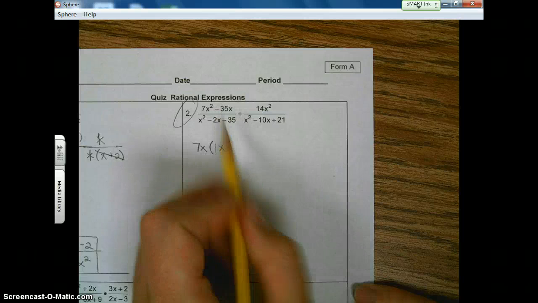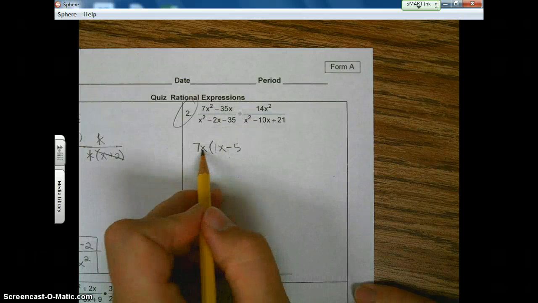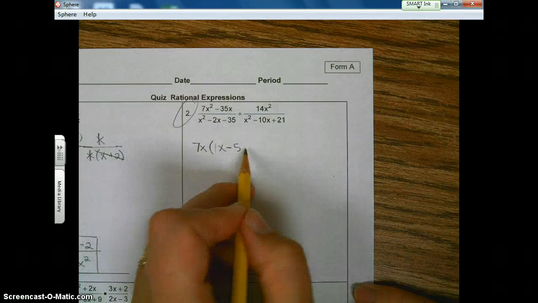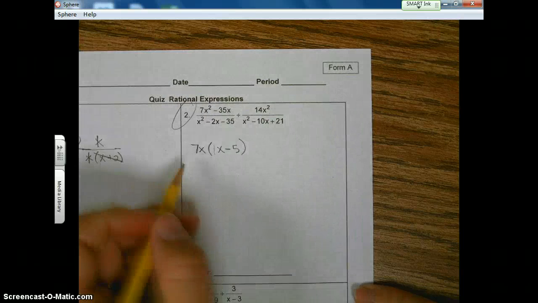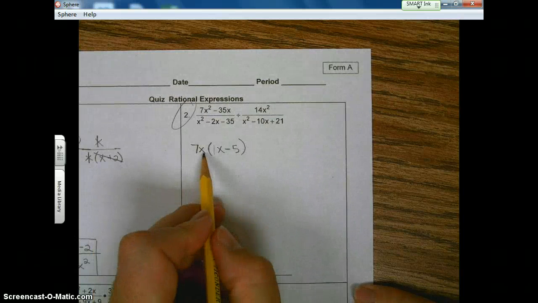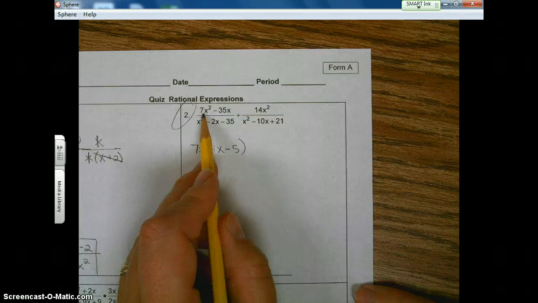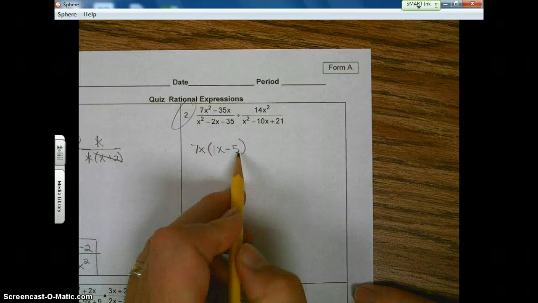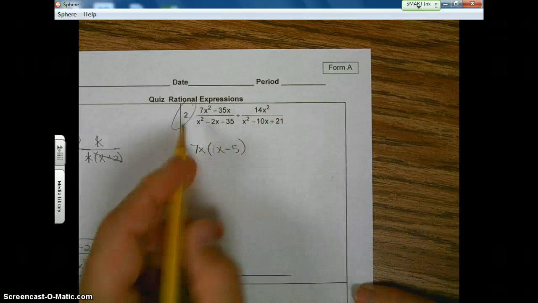7 goes into 35 5 times. And if I take an x away from an x, x divided by x is 1. 5 times 1 is just 5. So check to see if you have it right. 7x times x is 7x squared. 7x times negative 5 is negative 35x.